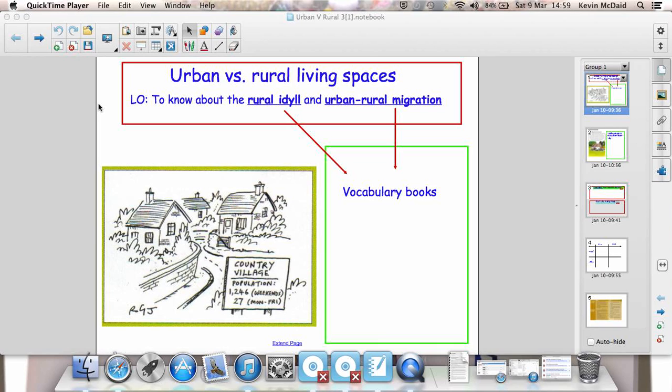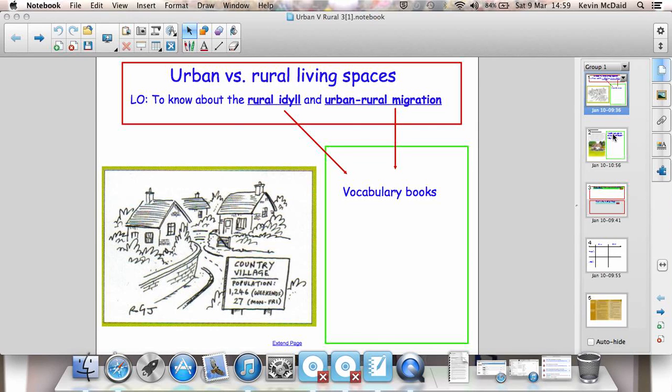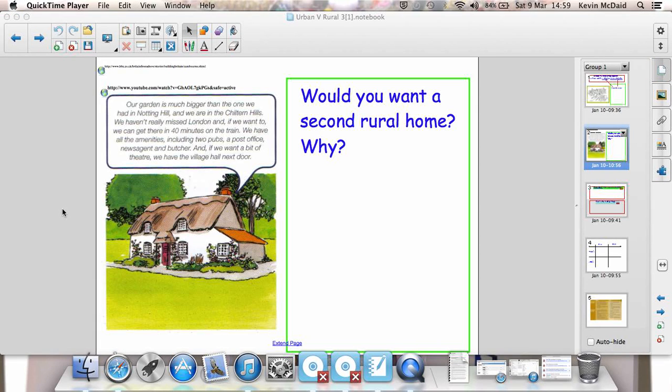So, the rural idyll is an image that people have of the countryside, and the rural idyll generally includes such things like this. You can see from this screen here: big gardens, clean, unpolluted, a nice community feel, no crime, no traffic, just a couple of pubs and a few little shops, no big old supermarkets or anything like that.